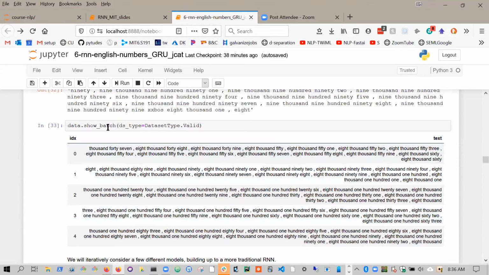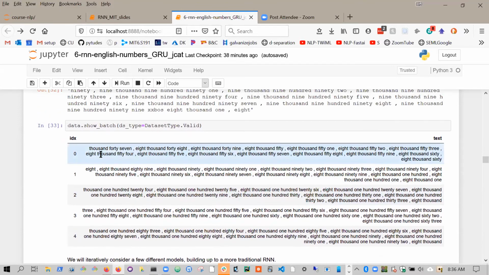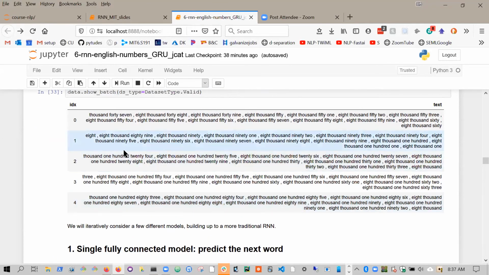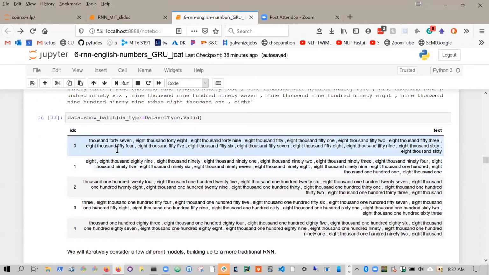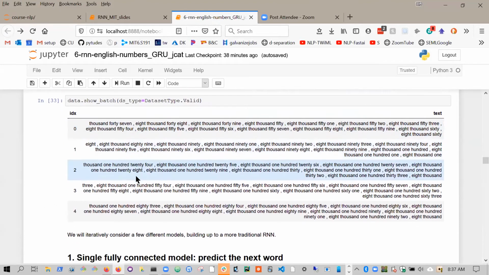And then if you use this method, show batch, you can see what the thing looks like. We've already been looking in more detail at everything in our data set. So this is just the show batch. It shows us what a batch looks like. And remember that a batch is going to be 64 lines, and each line is going to have 70 tokens in it. So that's what we're seeing here.